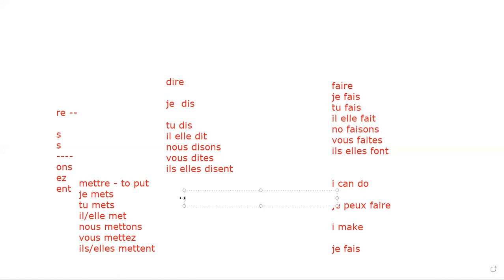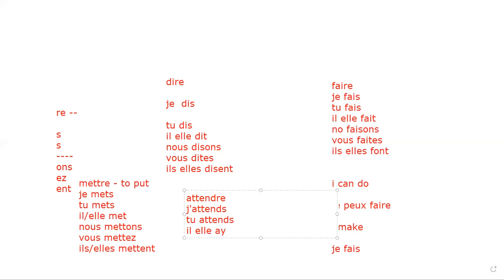We have the verb attendre. Attendre is a verb meaning to wait. What is the formula of an RE ending verb? S, S, blank, ONS, EZ, ENT. So what can I say? J'attends is "I wait". Is it clear to you, team? J'attends, tu attends. The D and S would be silent because that's a consonant. Tu attends. Il, elle attend.